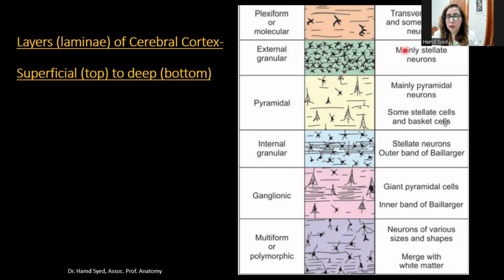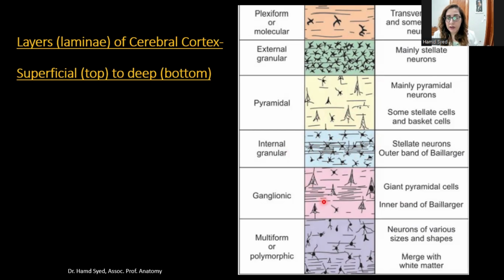Then we come over to the external granular layer over here, lying beneath the molecular layer. It has mainly a large number of the granule or stellate cells. Then comes the pyramidal layer, which is layer number 3. It has these pyramid shape, or you could say these are like triangular or flask-shaped neurons. And a smaller number of stellate and basket cells will also be present. Then comes the layer number 4, which is internal granular layer. Again, it has a higher concentration of the granule or stellate cells.